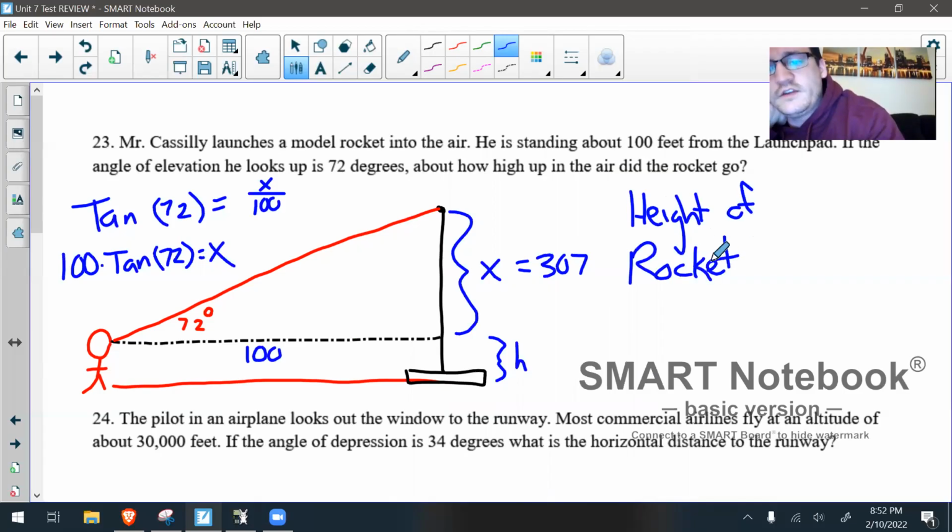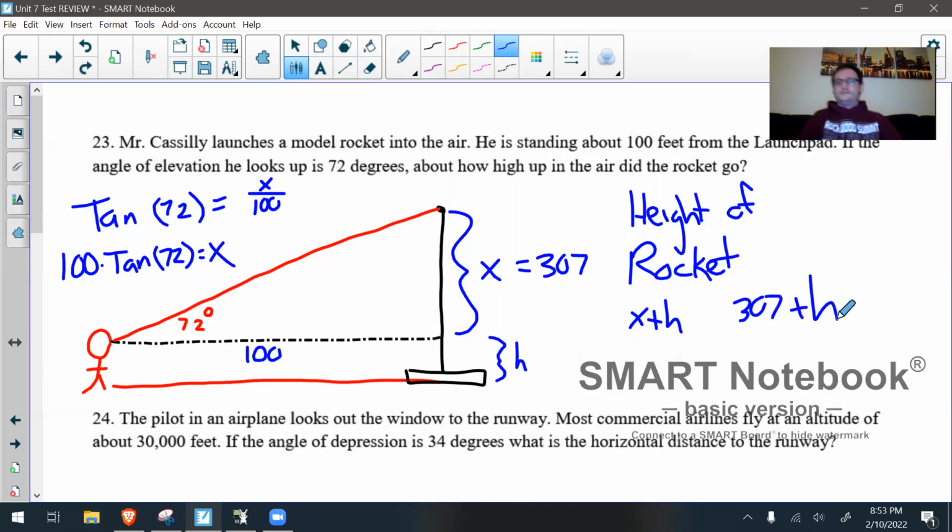That's going to equal X plus H, right? So it's going to be like my eyeballs to the ground, because I'm not getting on my stomach and looking up at this thing. I'm standing up. And the angle of elevation from my eyes to the rocket was 72. So the height of the rocket is X plus H, or 307 feet plus however tall I am.